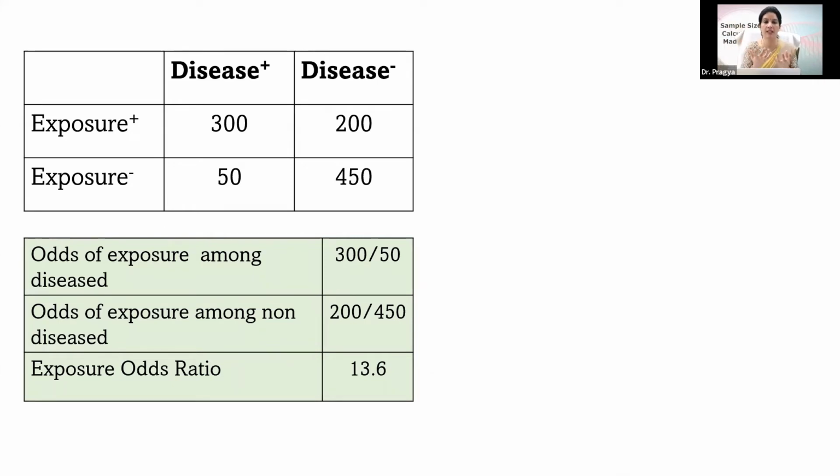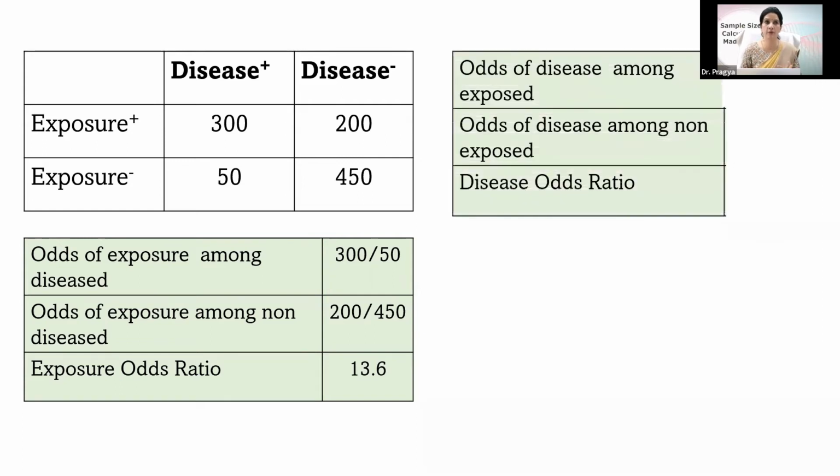In the first example the disease was not that common, but in this case the disease is very common, and the distribution of exposure is almost the same. Again, the odds of disease among exposed will be 300 by 200. Odds of disease among non-exposed will be 50 by 450, like we did for the previous one, and the disease odds ratio will be 13.6. So both these are the same.